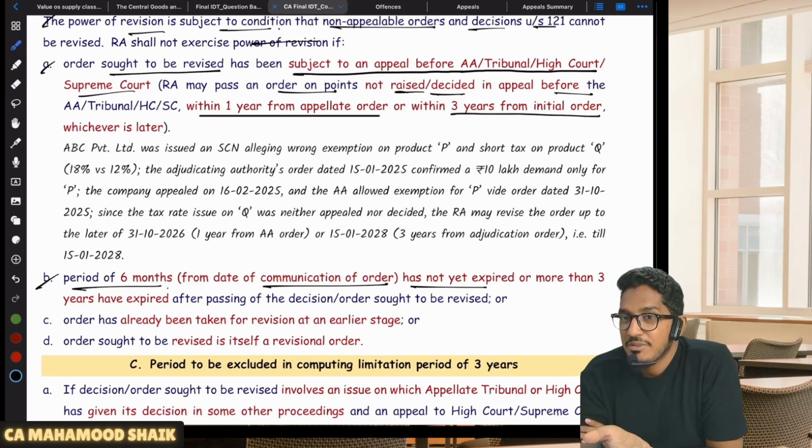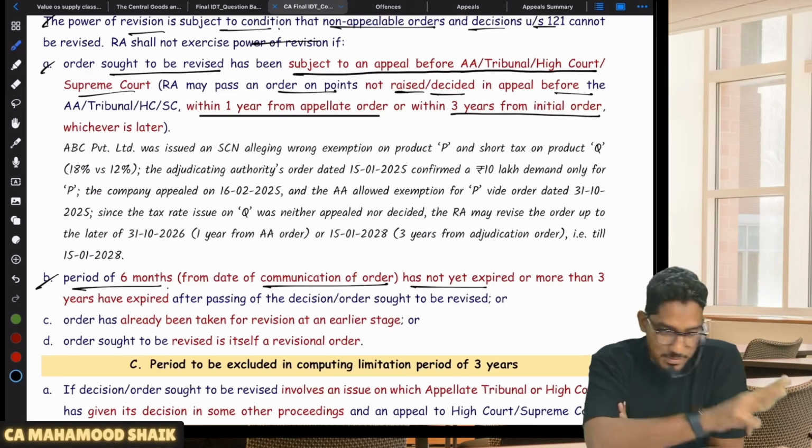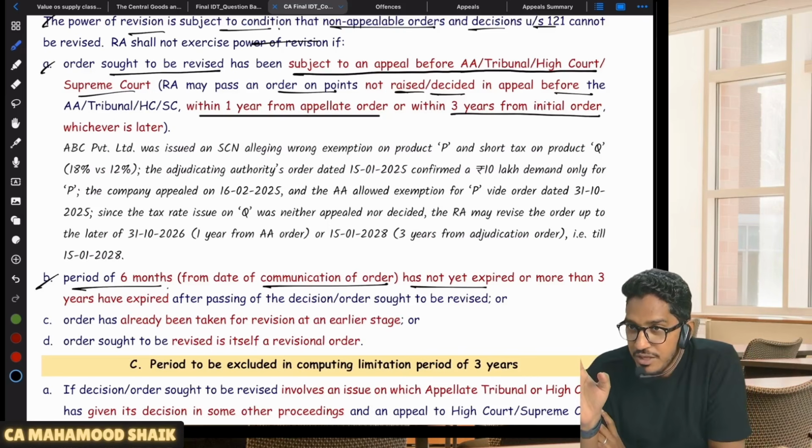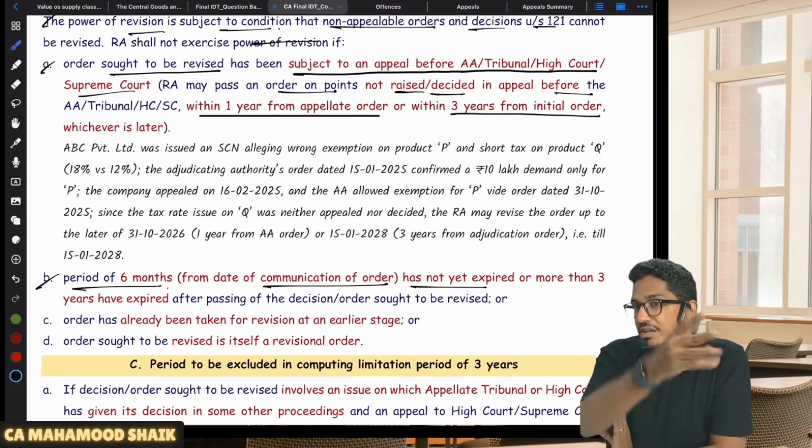Why? Because up to 6 months they have the power to go for appeal. When they have decided not to go for appeal, then you take it up for revision. So within 3 months, the person is having an order. Up to 6 months, the department has the power to go for appeal. So anyhow, within 6 months, the time limit for going for appeal is there.